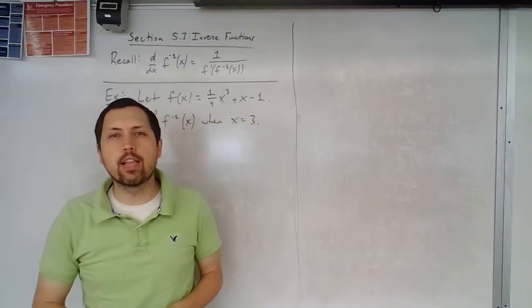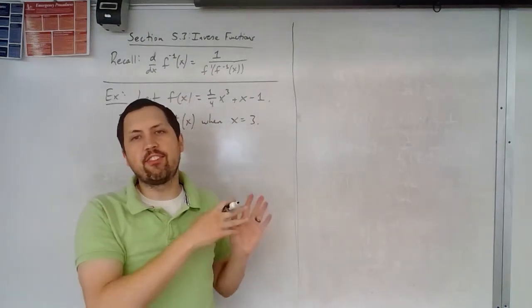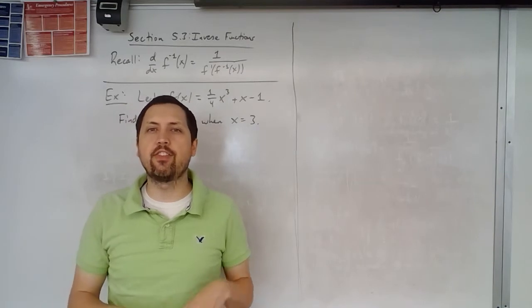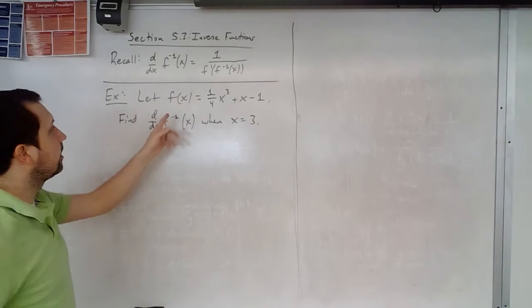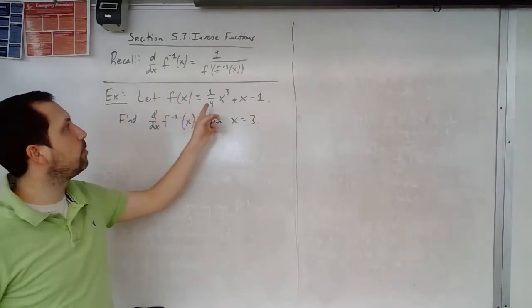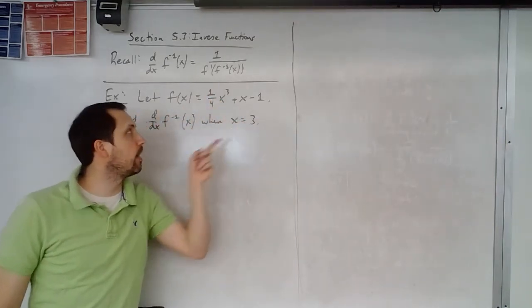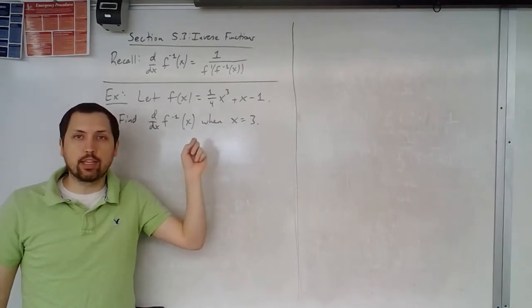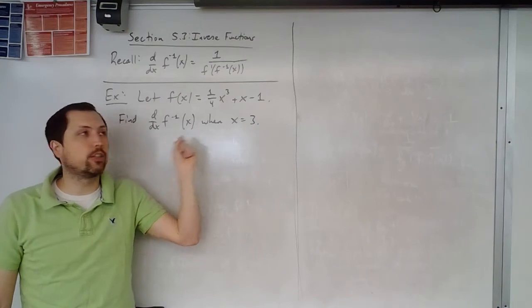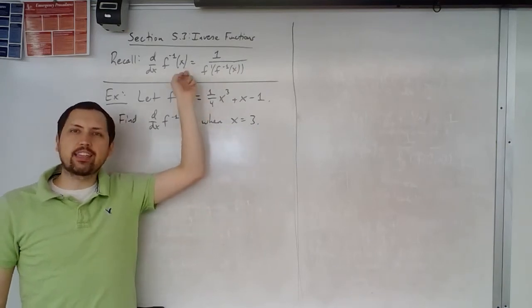Let's take a look at an example now of how we can use the facts that we know about inverse functions to find the derivatives at points of inverse functions. So let's take a look at this example. F of x is equal to 1/4 x cubed plus x minus 1. We'd like to find the derivative of the inverse function at x equals 3. Now, we had this fact that we just used.